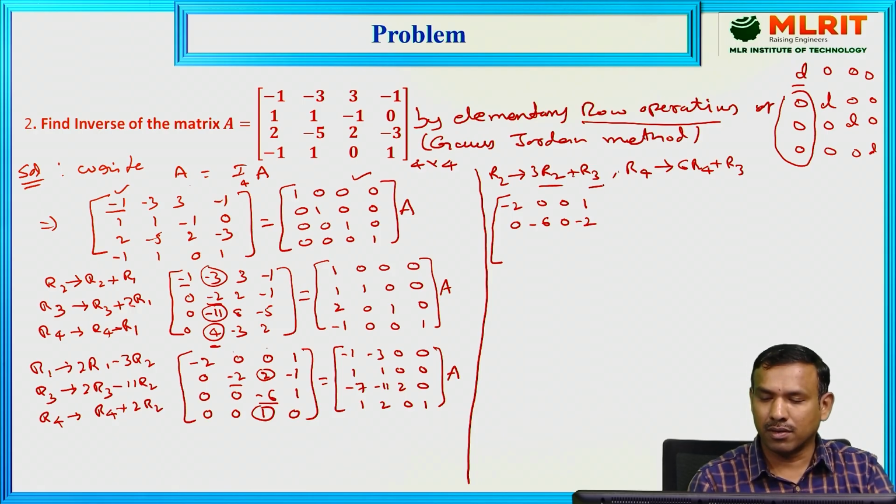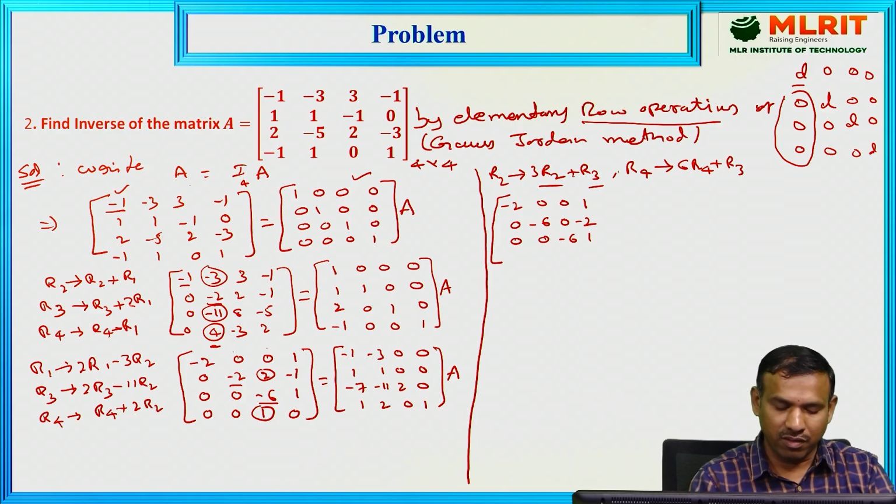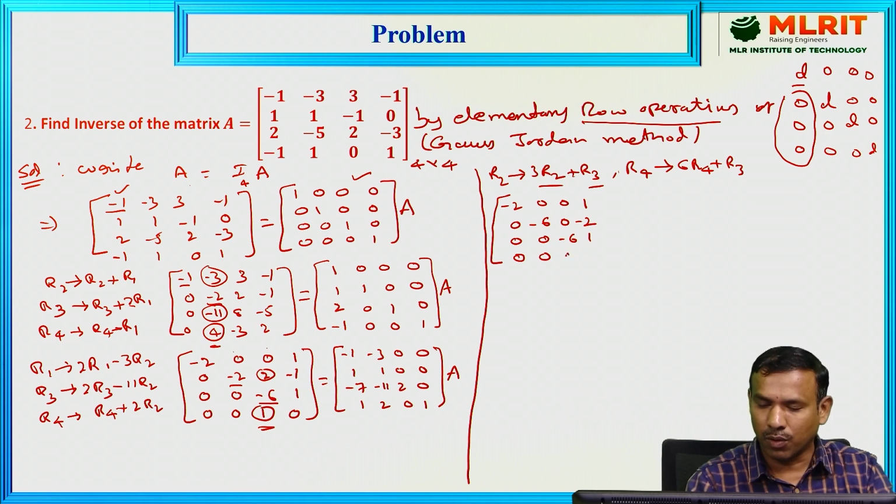Next, R3 we are using. So R3 no changes. So previous row here, 0, 0, minus 6, 1. We are writing 0, 0, minus 6, 1. Next, 6R4 plus R3. 0 plus 0, 0. 6R4, 0 plus 0, 0. 6R4, 6 into 1, 6 minus 6, 0. 6 into 0, 0 plus R3, 1. So 0, 0, 0, 1. So this element.